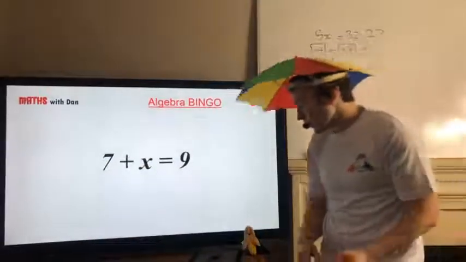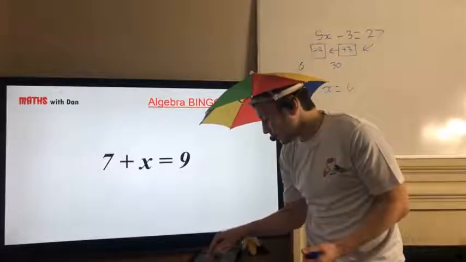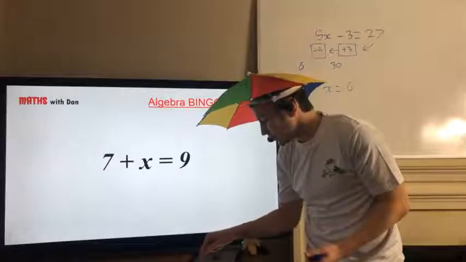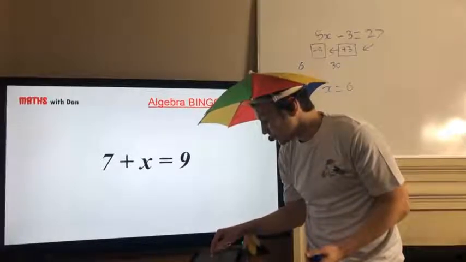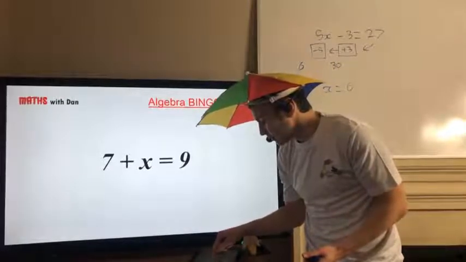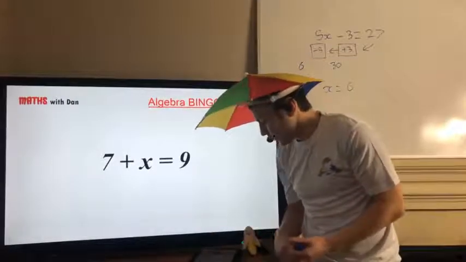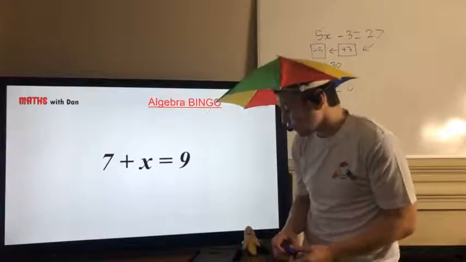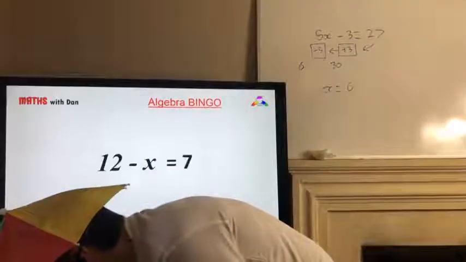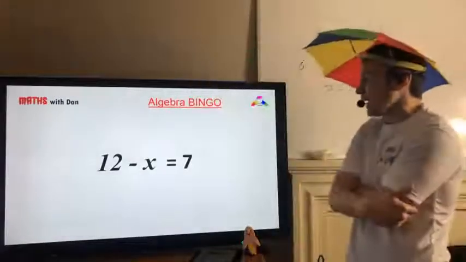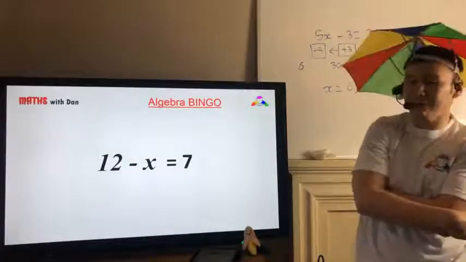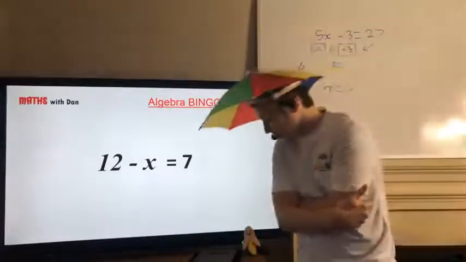7 plus x equals 9. 7 plus x equals 9. We've got a 3 left. Another good 3 left. Okay, 7 plus x equals 9. Next one, 12 minus x equals 7. What do you take away from 12 to get to 7?